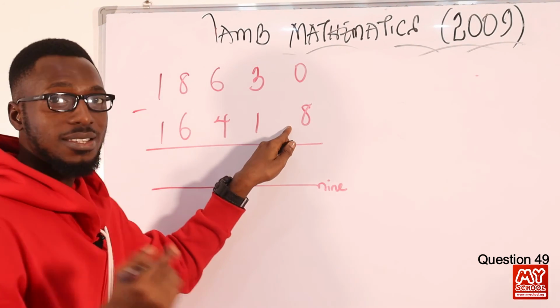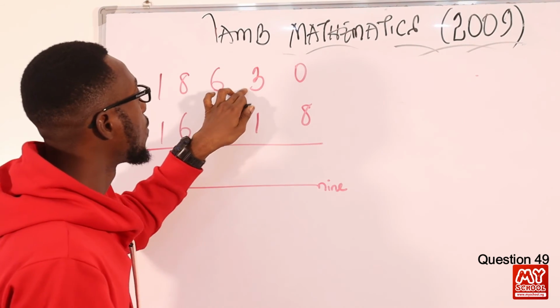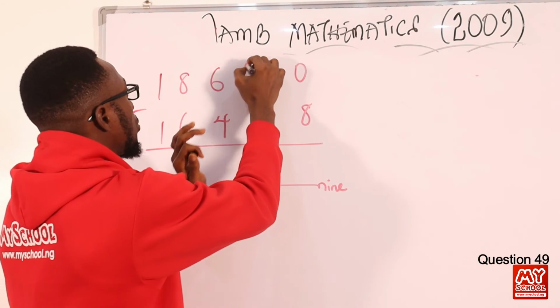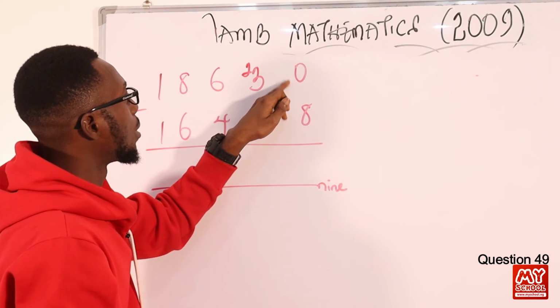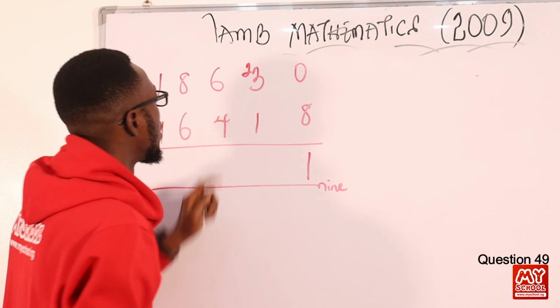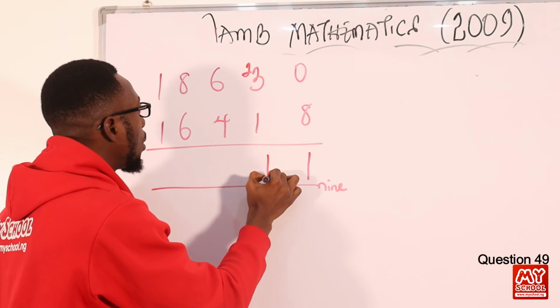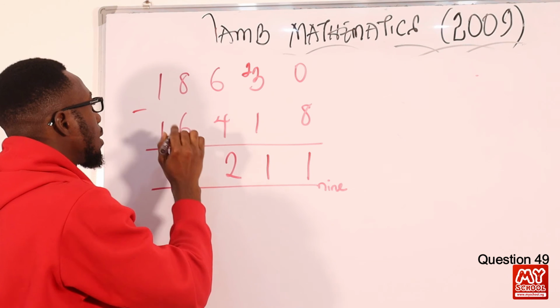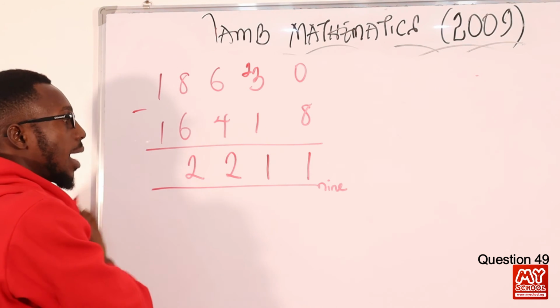So 0 minus 8, that means I have to borrow. So the one I'm borrowing from here becomes what? 9. 9 plus 0, that is 9. This has reduced to 2, isn't it? So 9 minus 8, I have 1. So 2 minus 1, I have 1. 6 minus 4, I have 2. 8 minus 6, I have 2. 1 minus 1, I have 0.